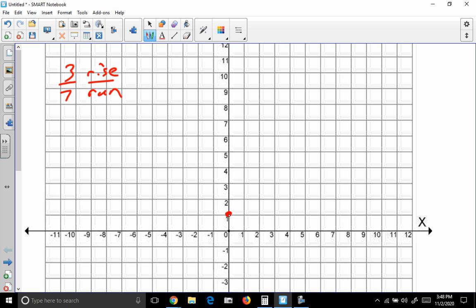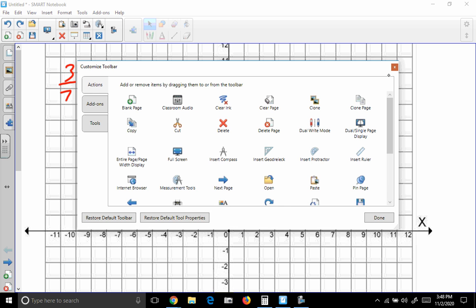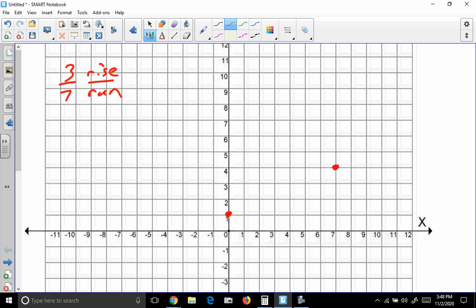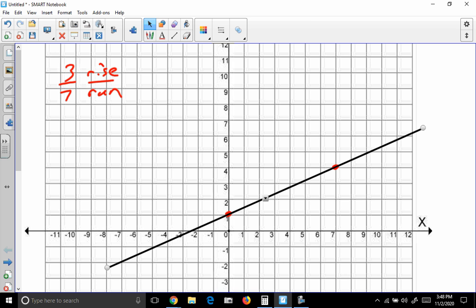So from the y-intercept, we go up 1, 2, 3 units, and then we go over 1, 2, 3, 4, 5, 6, 7 to here. So that gets us to a second point. And with 2 points, then we can connect those, and that'll give us the graph of our equation. So that has a y-intercept at 1 and a rise of 3, a run of 7, so a slope of 3/7.